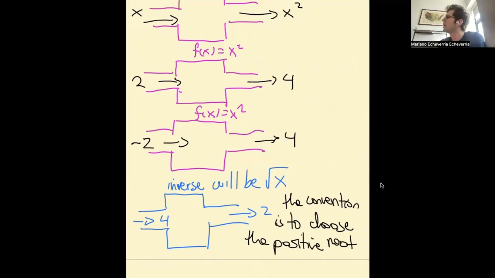So for certain functions, you can still find their inverses, but when you do that, you have to make a choice to clarify what you mean by the inverse, because sometimes there could be multiple options. Is that okay? Any questions about this?